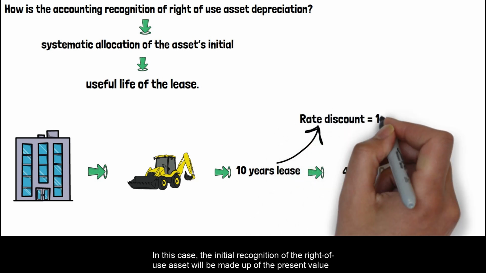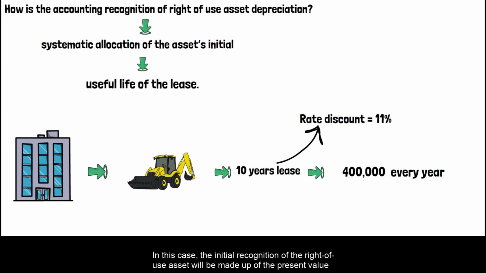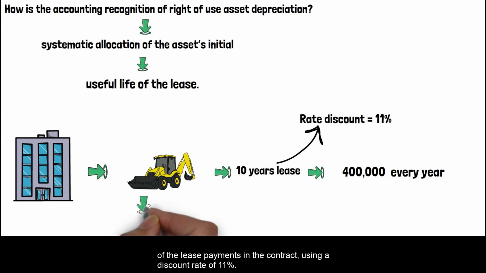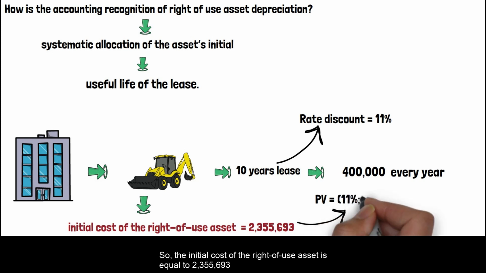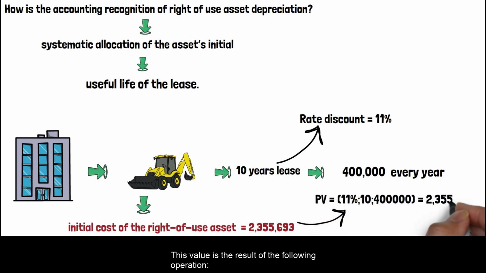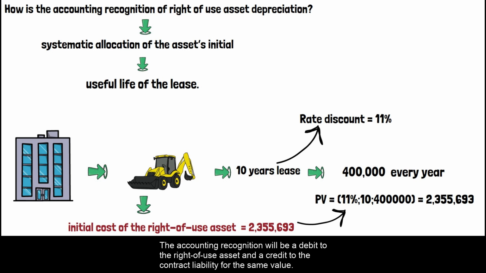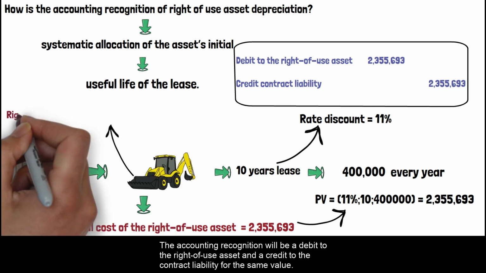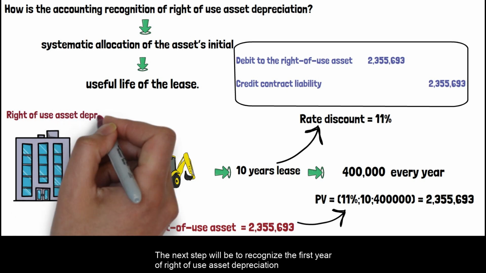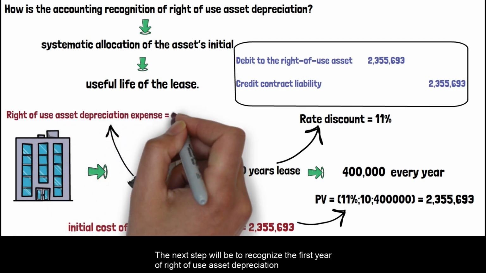In this case, the initial recognition of the right-of-use asset will be made up of the present value of the lease payments in the contract, using a discount rate of 11%. So, the initial cost of the right-of-use asset is equal to $2,355,693. This value is the result of the following operation. The accounting recognition will be a debit to the right-of-use asset and a credit to the contract liability for the same value. The next step will be to recognize the first year of right-of-use asset depreciation.